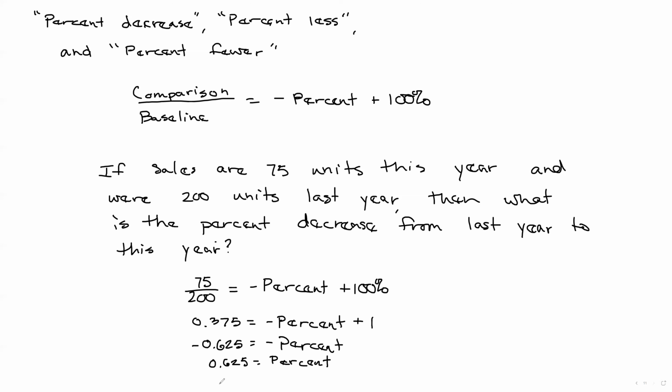And so this is 62.5%. If you go ahead and move the decimal point 2 to the right, which is how we convert from a decimal to a percentage. All right, so the way that we would answer this question is that there was a 62.5% decrease from last year.